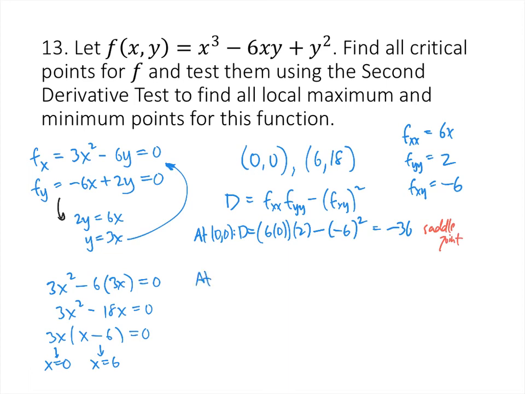At the point 6, 18, my D turns out to be 6 times 6 times 2 minus negative 6 squared, which is going to work out to be positive 36. And since that's positive, and f sub xx, which is here, is also positive 36, so D is positive and f sub xx is positive, that means that I have a local minimum. So that means that 0, 0 is a saddle point, and 6, 18 is a local minimum.